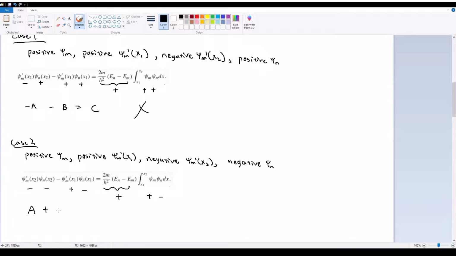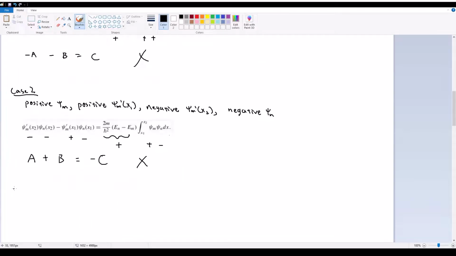So this is going to be plus another positive thing, b, and this is going to equal some negative thing, negative c. So once again, we have another contradiction. A positive is apparently equal to a negative. This also doesn't work.